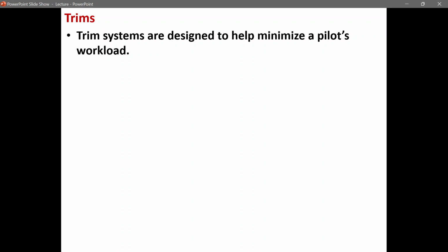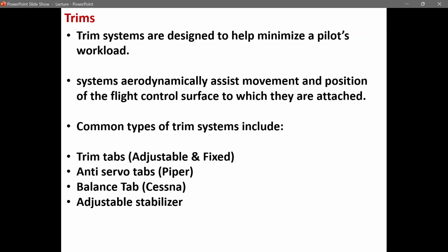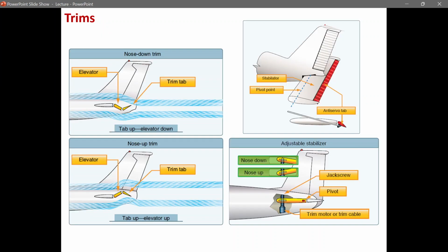which I assume most of you will enjoy. So what are trims as secondary flight control system? Trims are designed to minimize the pilot's workload, or they essentially aerodynamically assist movement and position of the flight control surfaces to which they are attached. Common types of trims: we have trim tabs that can be adjustable and fixed. We have anti-servo tabs, we have balance tabs, and adjustable stabilizers. Different examples of trims, as you can see, they can be used on the elevator, and most of these examples are actually talking about the trims on the elevator.